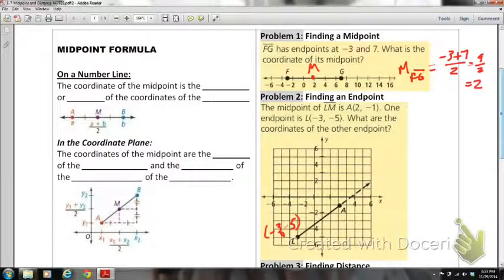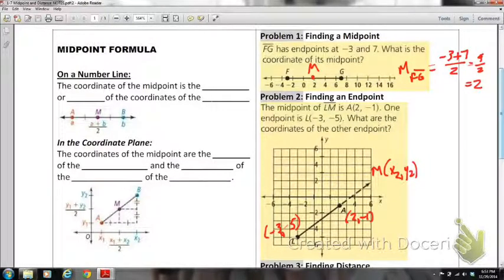And then it gave you the midpoint. The midpoint is A, which is (2, -1). So you've got to find the other end of the segment, LM. You've got to find point M, which is somewhere out here, and it's going to be (x sub 2, y sub 2). That is what you're trying to find.